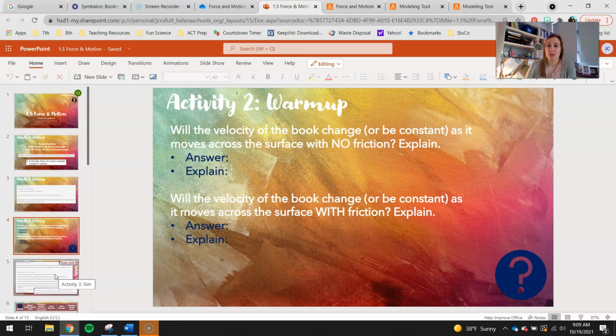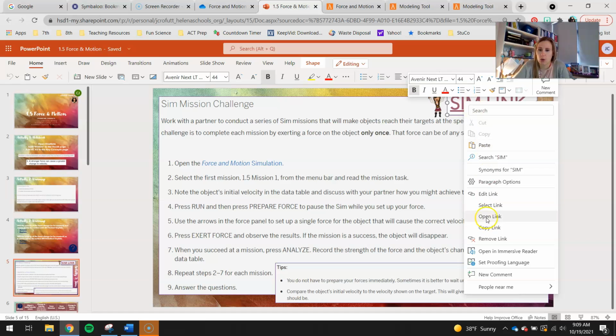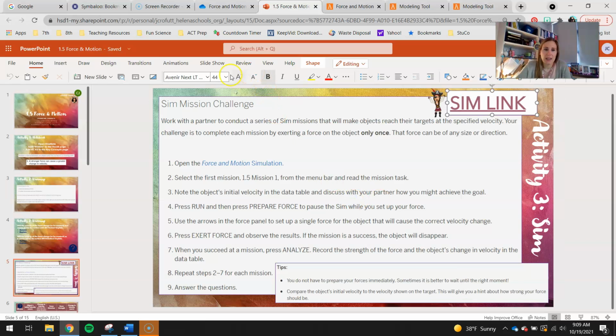Once you're done with that, you can come back into this video and we'll move on to the sim. All right, so this is activity 3. It is the sim mission. You will notice your sim link right here, so you can go ahead, right click and open that up. I'll explain the sim with you, and then I'm going to do 2 examples to show you how to work this and how to fill out the table.